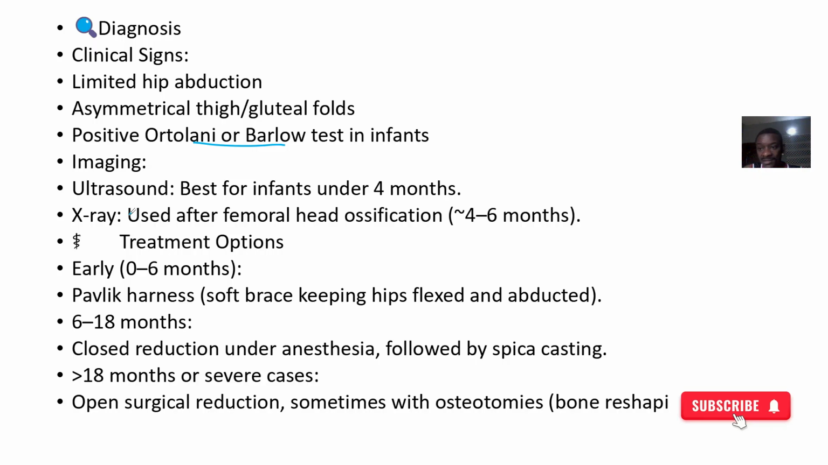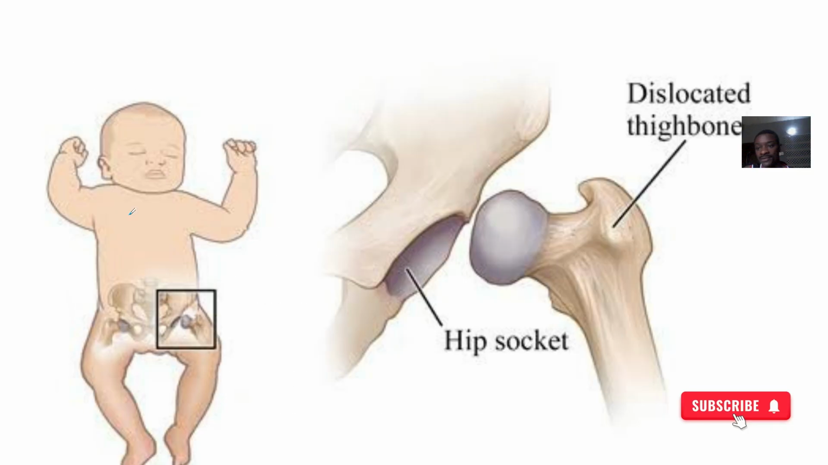So, treatment, you do the Pavlik harness, then also closed reduction under anesthesia, followed by spica casting. Okay, so that's what we got for this.